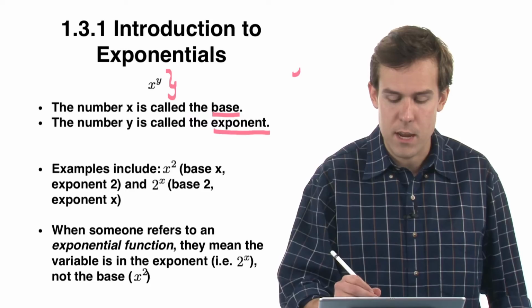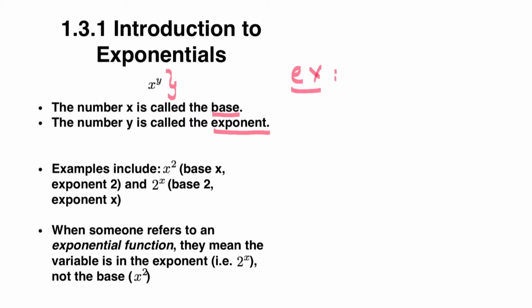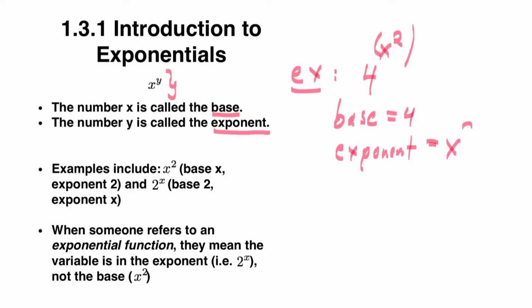So just as some examples, we could have something like 4 to the x squared. This looks a little strange, but in this case, the base would be equal to 4, and the exponent would be equal to x squared. This looks a little strange because this is itself an exponential, but it's perfectly legitimate from a mathematical standpoint.